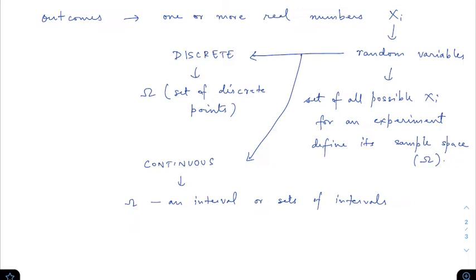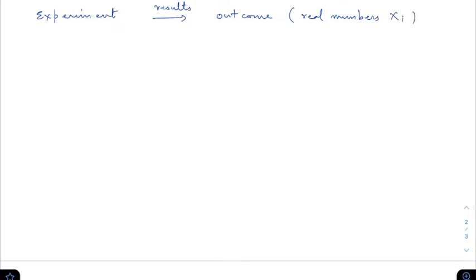So, let us develop our language for our discussion. We'll say that an experiment results in an outcome. And this outcome for our current discussion would be a set of real numbers. They are random variables. Now, these random variables form what is known as a sampling of a given parent population.